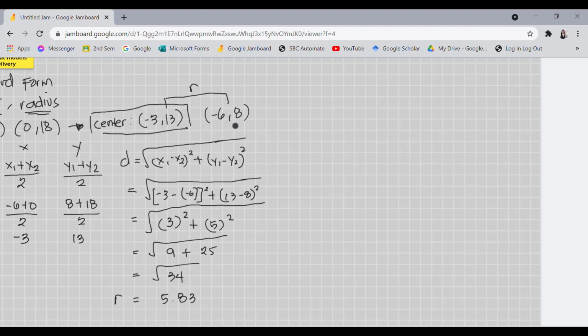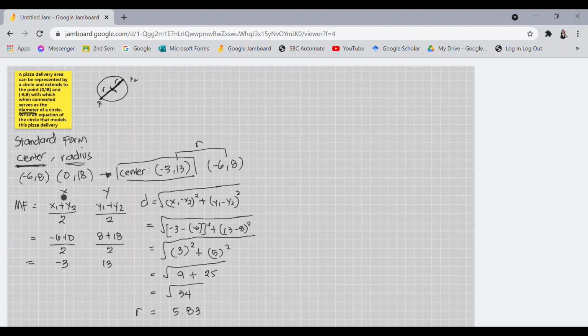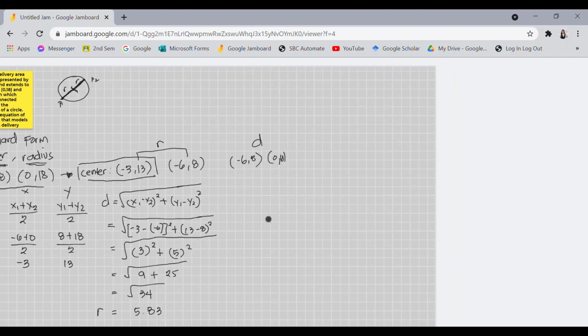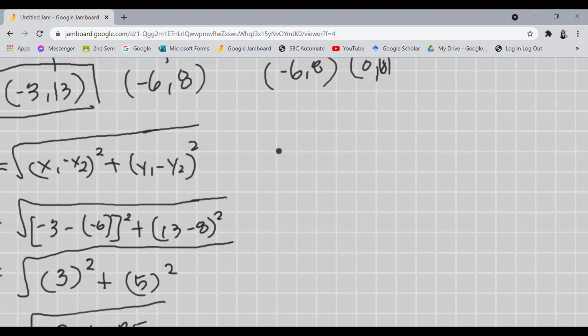So, if ever you're uncertain, baka mali yung compute ko sa midpoint, we can try another option. You can use what is really given in the problem. So, we'll be using these 2 points. We'll be solving for the diameter. So, we have negative 6, 8, and 0, 18. We will get the distance of those 2 points to get the length of your diameter.